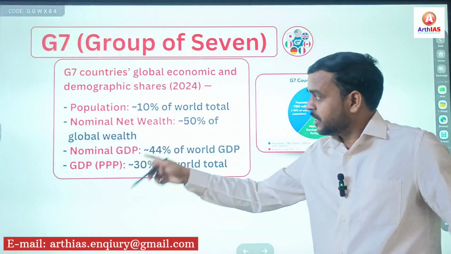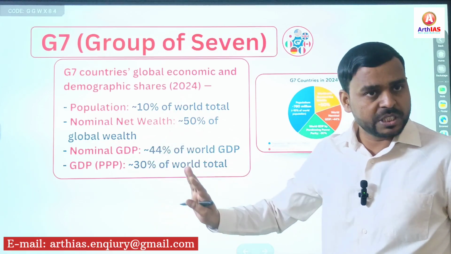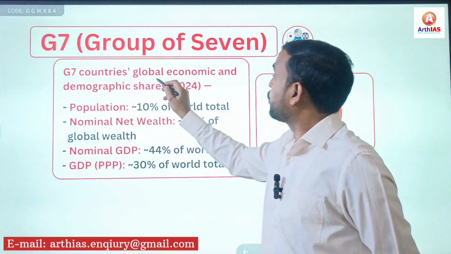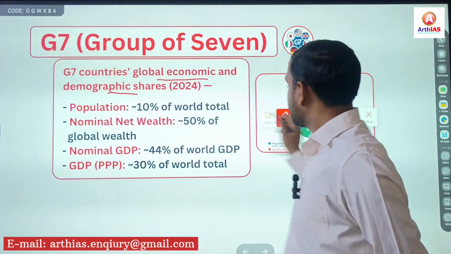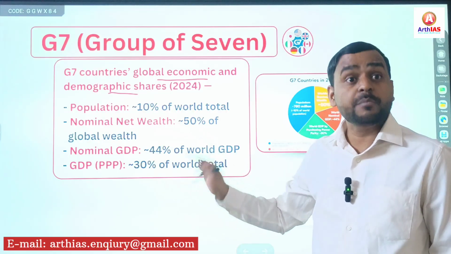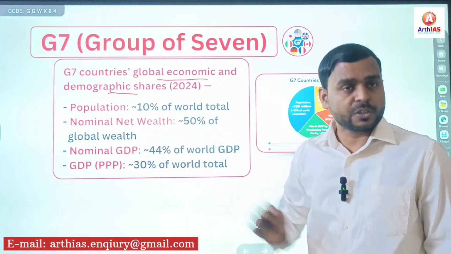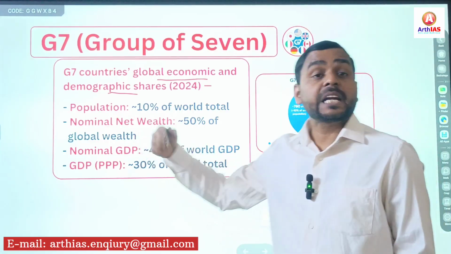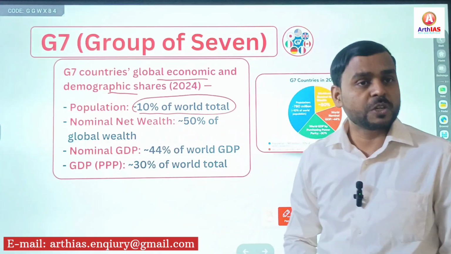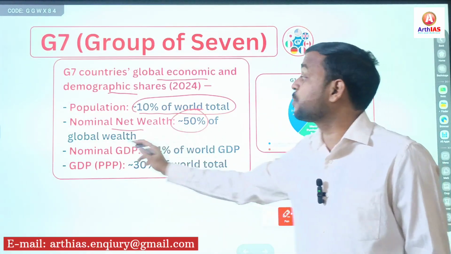Next, you can see the importance of these 7 members of G7. G7 countries, global economic and demographic share. Though the number is less, their weightage, their importance is very high, as we have seen that all are most advanced economies. At the global level, it represents 10% of world population, and nominal net wealth, 50% of global wealth.